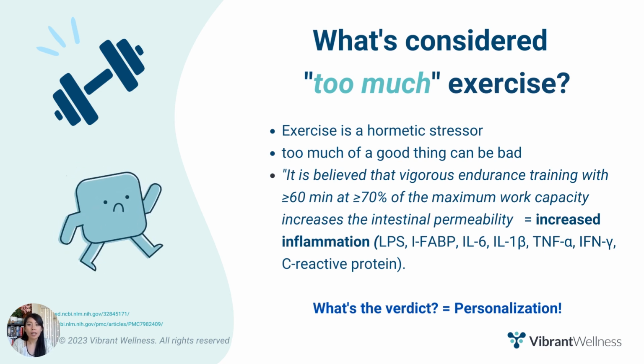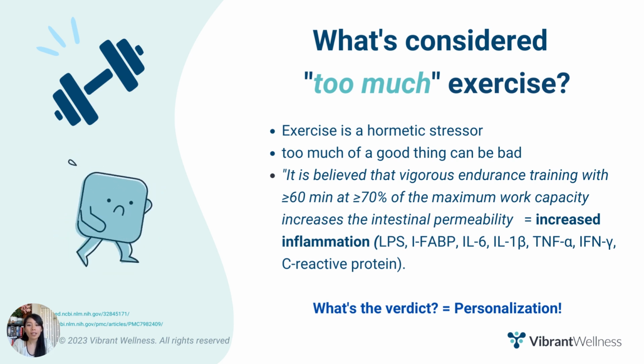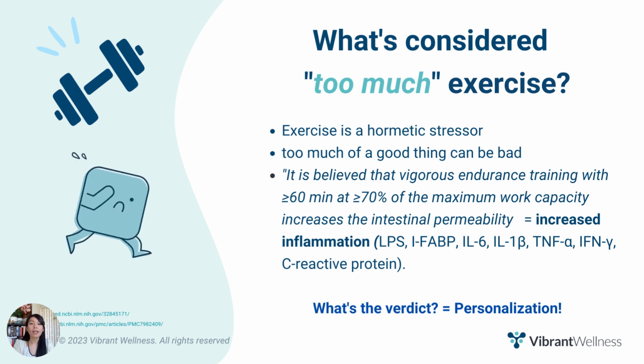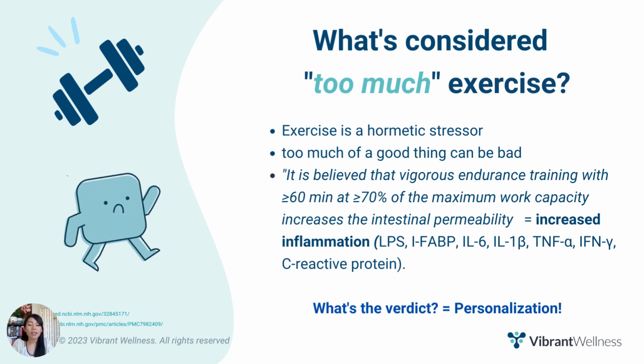Intense endurance training, defined by this study as exercising at 70% or more of your maximum work capacity for more than 60 minutes, might potentially increase intestinal permeability. This effect has been observed mainly in ultramarathon and triathlon athletes. These athletes have experienced heightened gut permeability and inflammation, especially when they're in challenging conditions like hot environments, high altitudes, and under dehydration.